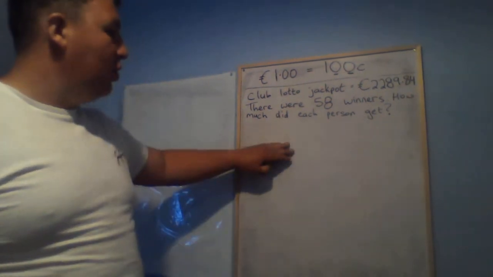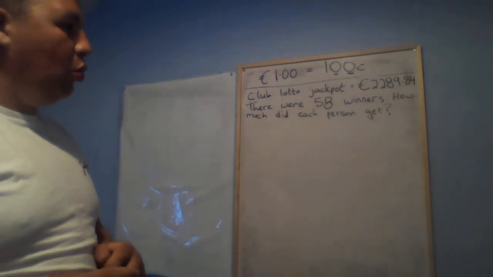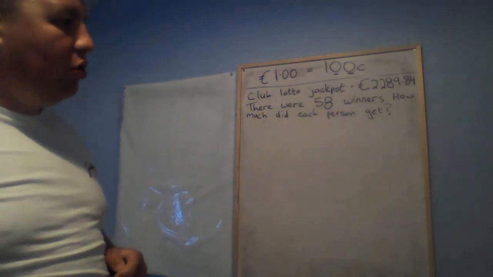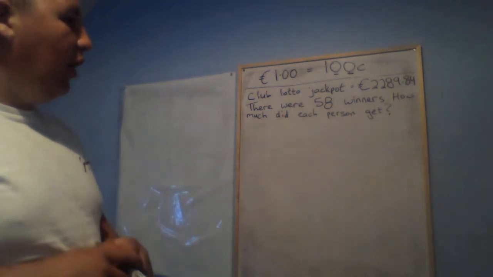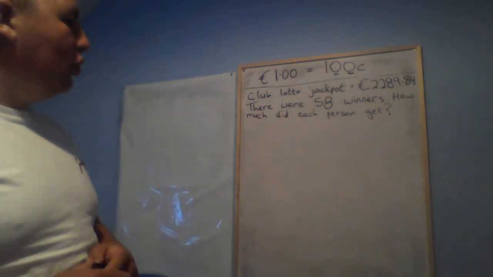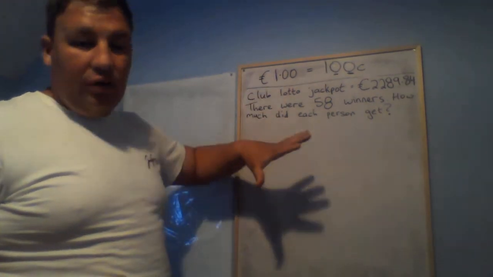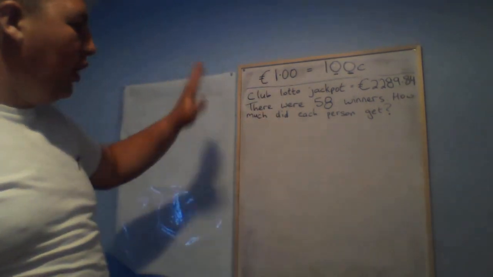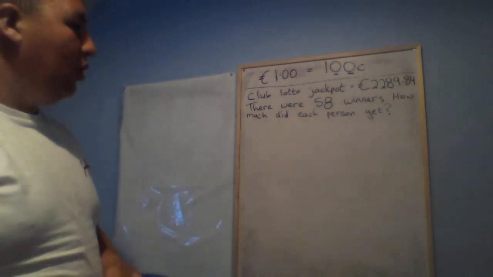Okay, so we have our question here. The club lotto jackpot was €2,289.84. There were 58 winners. How much did each person get? So again, forget about all the jargon around it. Forget about the club lotto jackpot, all that. Once you've read it once and you understand what's needed.